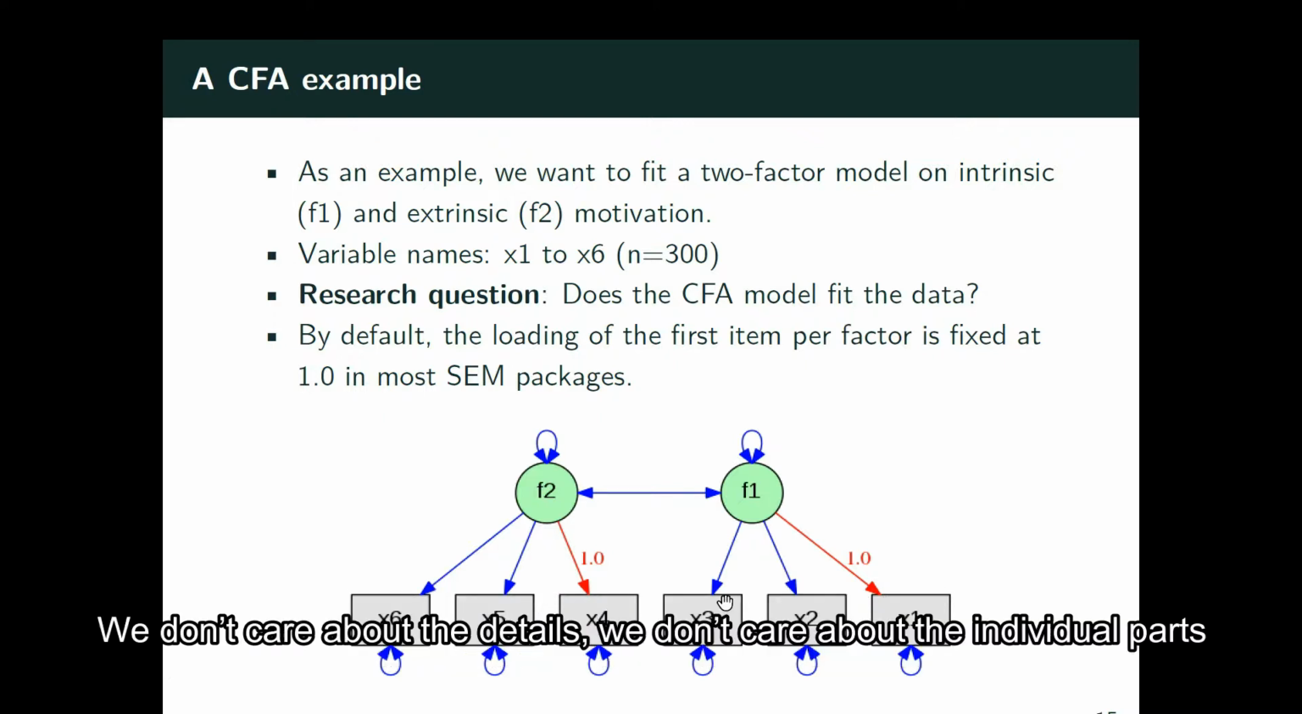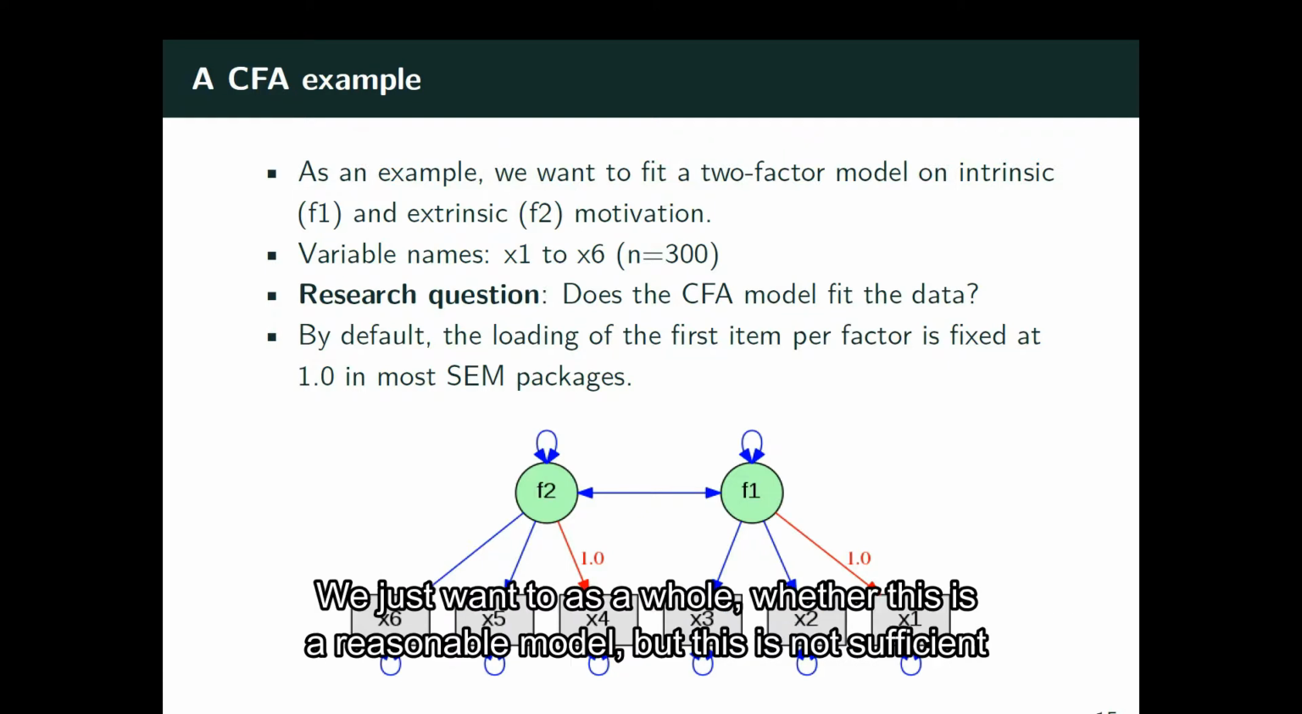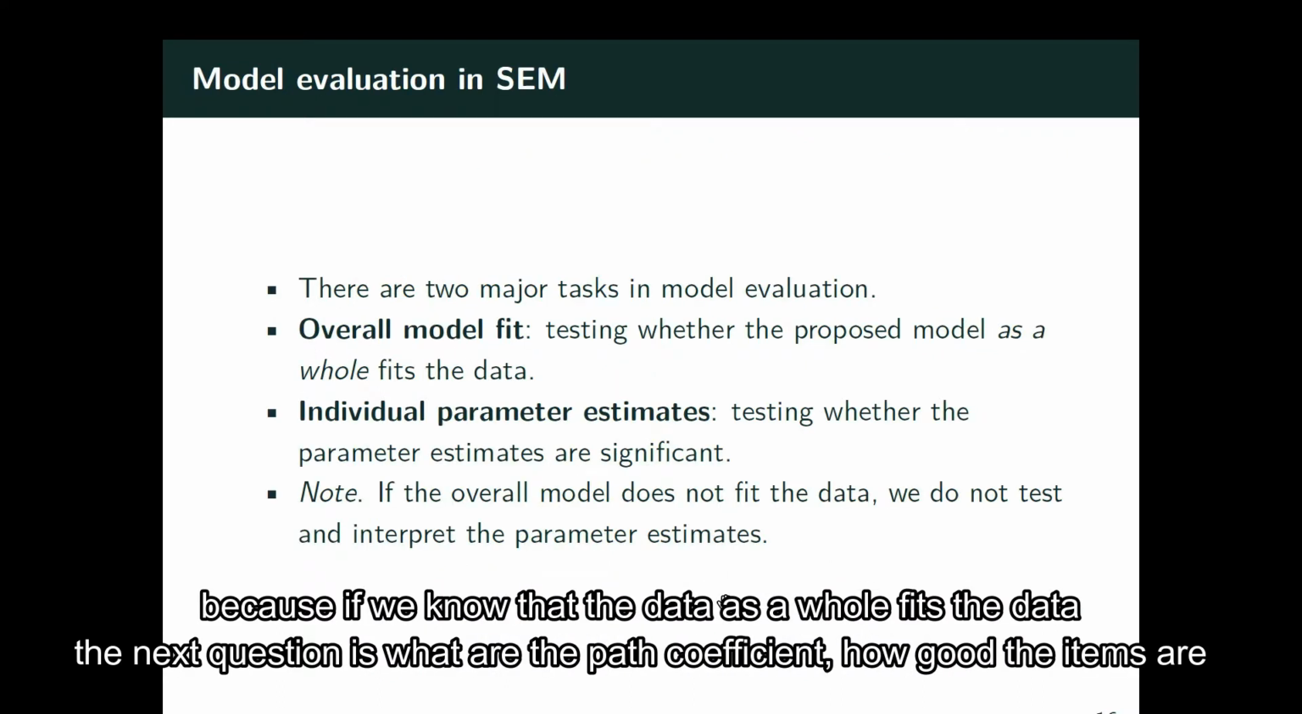Okay. We don't care about the details. We don't care about the individual paths. We just want to see as a whole whether this is a reasonable model. But this is not sufficient, because if we know that the model as a whole fits the data, the next question is, what are the path coefficients? How good are the items?